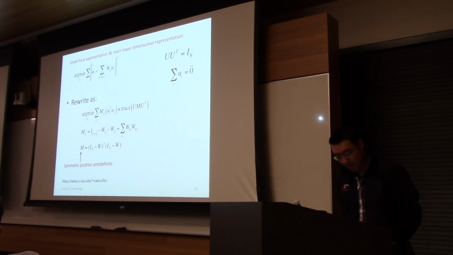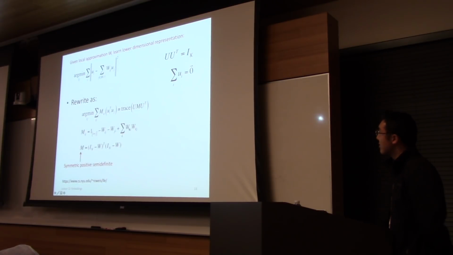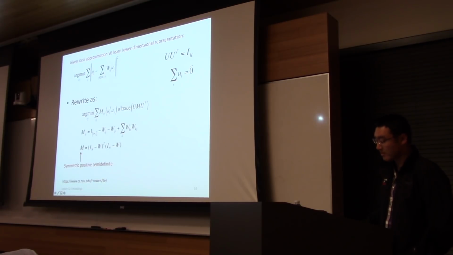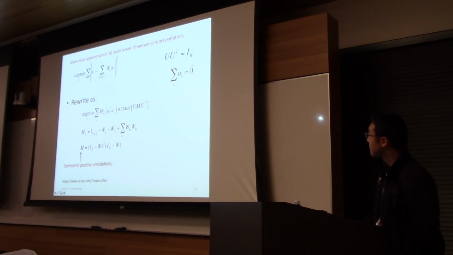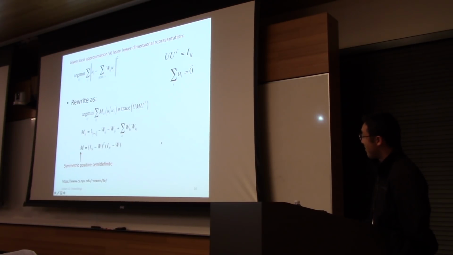Okay, so we can rewrite this objective. Again, this is just fairly standard linear algebra manipulation. We could rewrite the objective in the following form, like this. The trace of U transposed, where M is this matrix with the following definition.